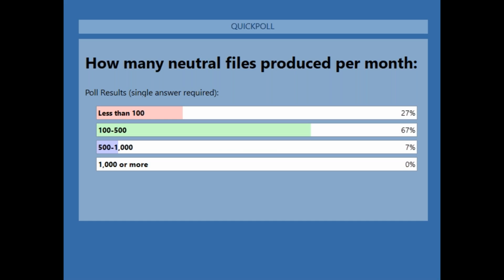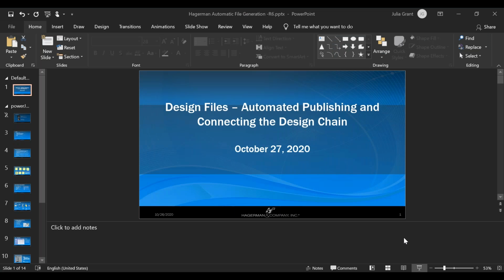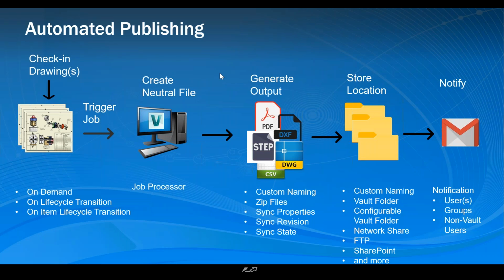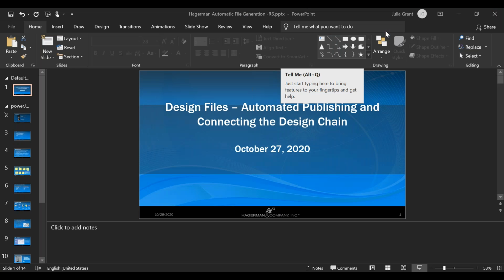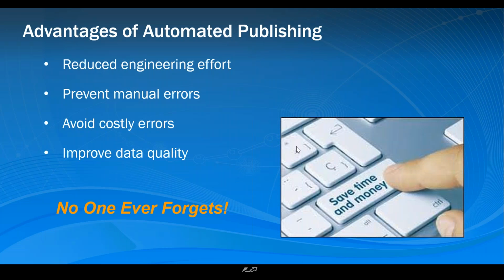So it appears that the majority of you are in that 100 to 500 files per month range. That is a lot of files to manually publish. So we can close that down. So what are some of the advantages? Pretty simple, folks. You don't forget, and you don't accidentally name or store those files incorrectly.